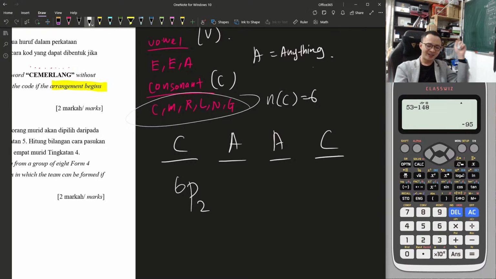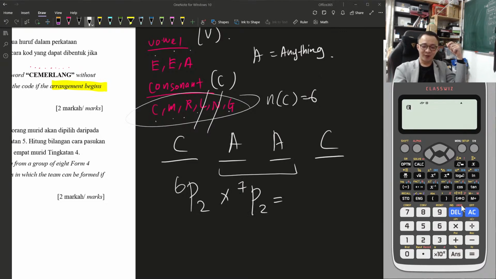After I choose 2 already, for the anything positions, how many do I have left to choose? 1, 2, 3, 4, 5, 6, 7. I still have another 7 of anything, a mix of consonants and vowels. So from the 7 of them, I will choose 2 and arrange them. This is what the marking scheme shows: times 7P2. So we have something like 1260.